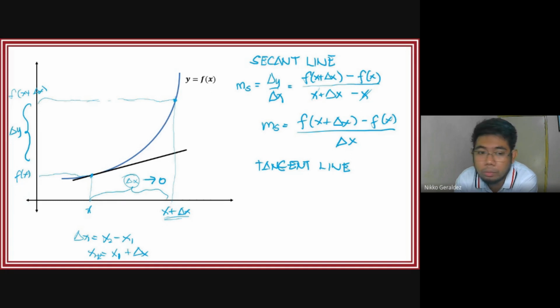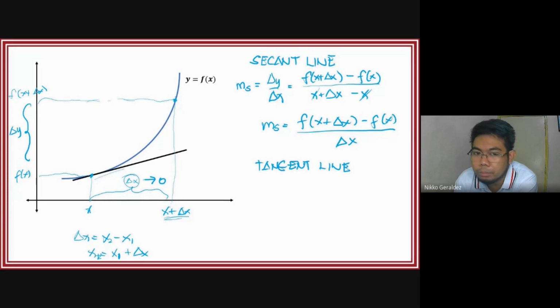So, meron tayong straight line, and meron tayong point of tangency. Tandaan, at point of tangency, the slope of the tangent line and the slope of the curve at that point is equal. So, parehas sila ng slope. To solve for the slope of the tangent line, ang formula natin, ganun pa rin, delta y over delta x.